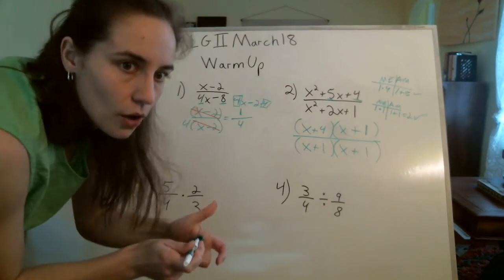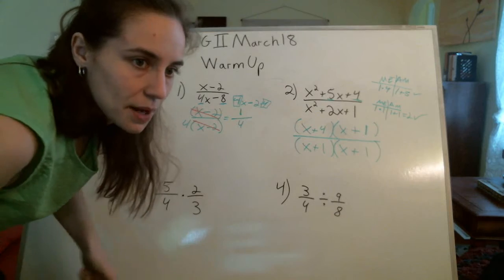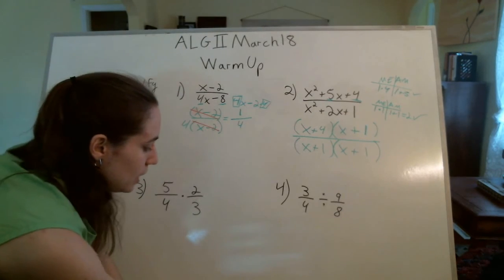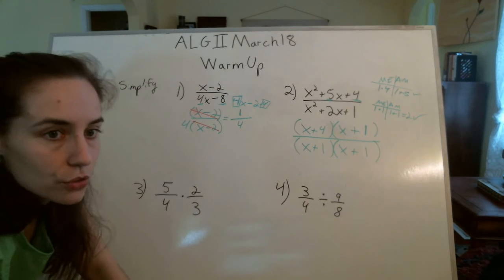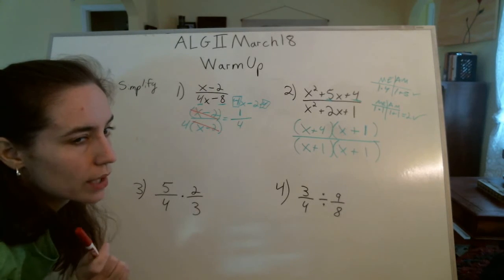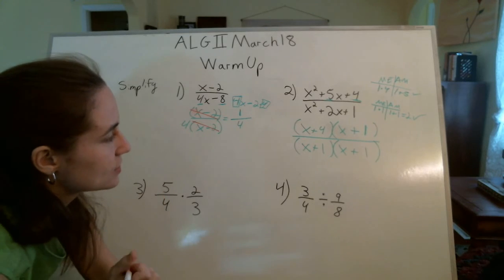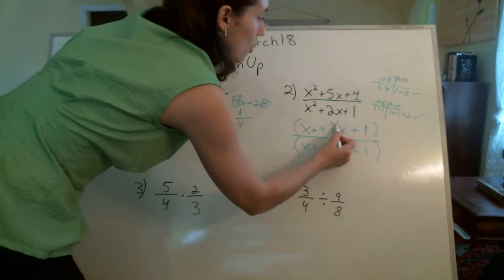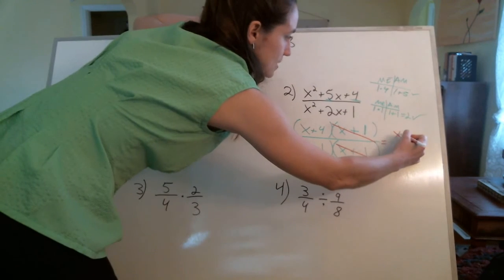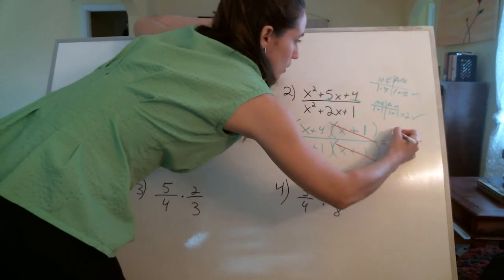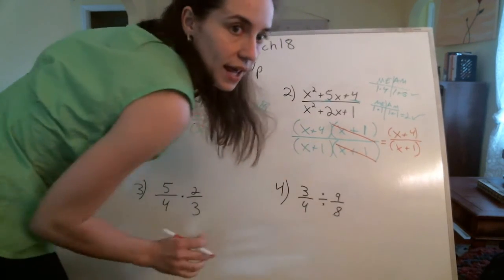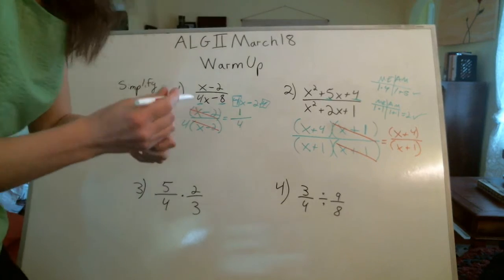Now looking at this, you're like, oh, hey, I've got lots of things that are the same. My binomial, x plus 1, is actually the same on top and bottom. Can I cancel out both factors of the denominator? Cannot. Only one thing cancels out one thing. So only one cancels out the other. Okay, so x plus 4 over x plus 1. And you're done with those. Okay.